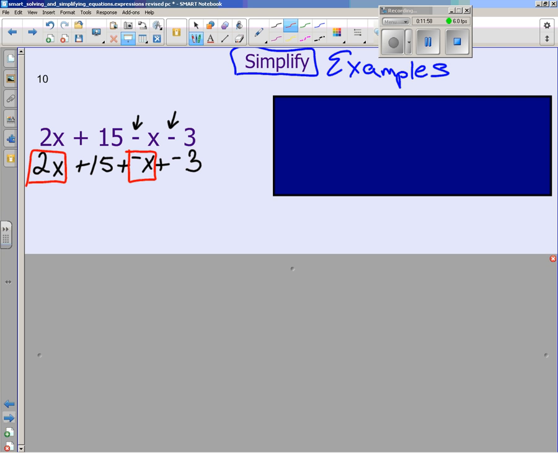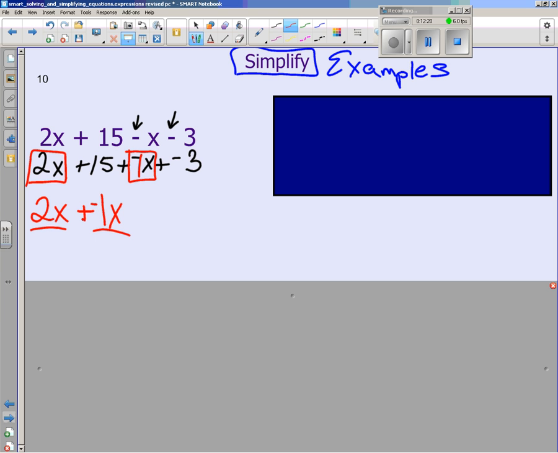When I'm combining these terms, I need to think of it as, very simply, an addition problem. 2x plus negative 1x. Remember that the hidden coefficient is 1. When you're combining like terms, you take your coefficients, in this case 2 and negative 1, and add them. 2 plus negative 1 is just going to be positive 1. Then you keep your variable the same. So 2x plus negative 1x equals 1x. But of course, I'm a lazy mathematician, so I'm just going to write x.